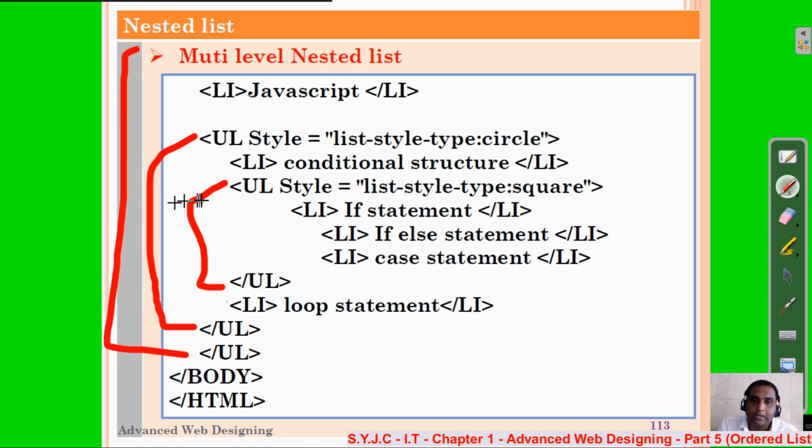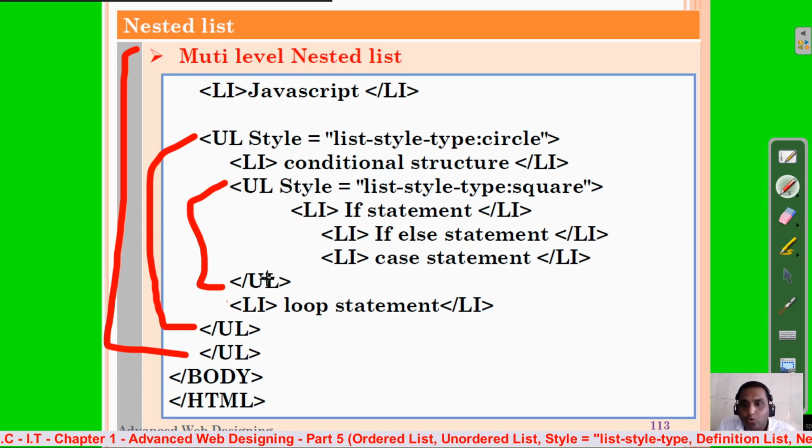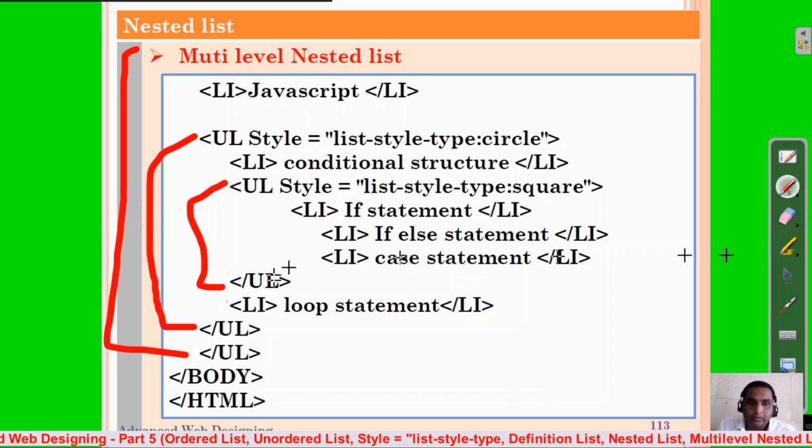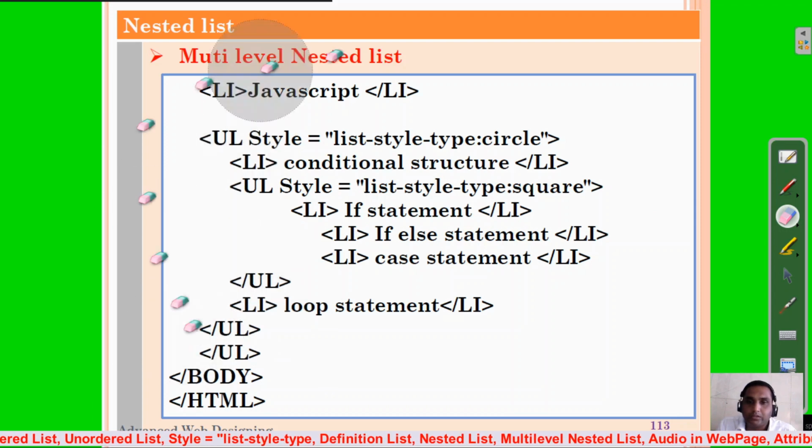So for a multi-level nested list, closing is important. When the inner list ends, you have to close that list immediately. Okay, that care has to be taken. This needs practice, all of you.